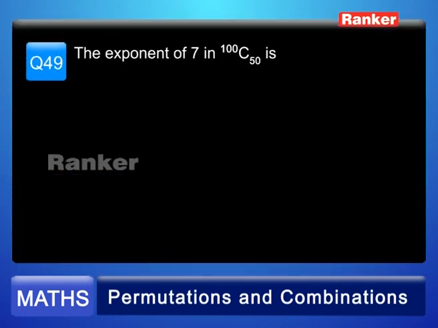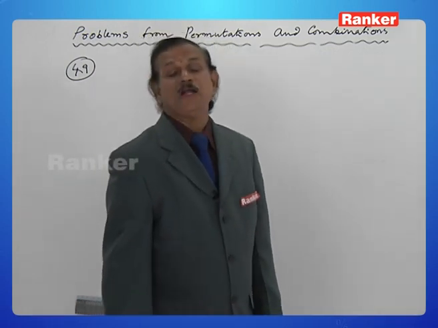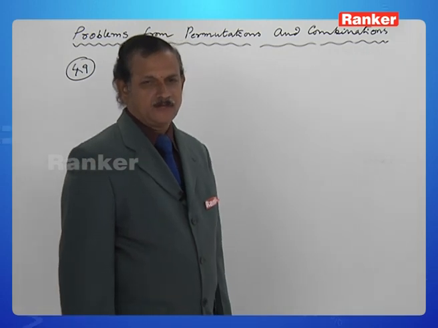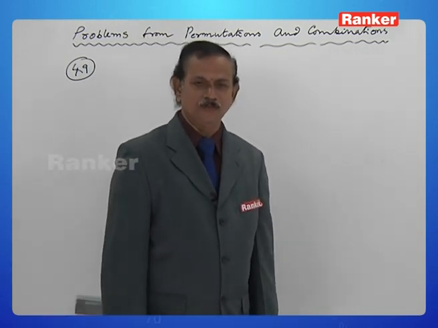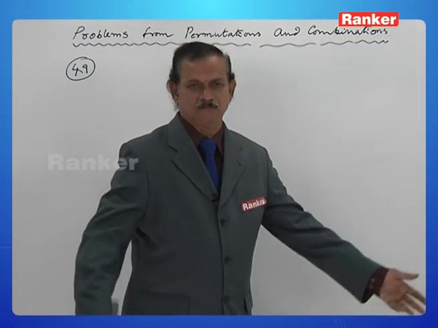Now it is the time for us to go through the next question, that is 49. Question number 49. What is the exponent of 7 in 100C50? He means in the question the largest exponent of 7 present in 100C50, of course. That is to be obtained. The first option is 0, option B is 2, option C is 4, option D is 16. Let us see.